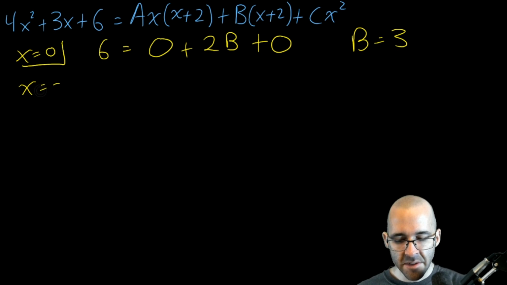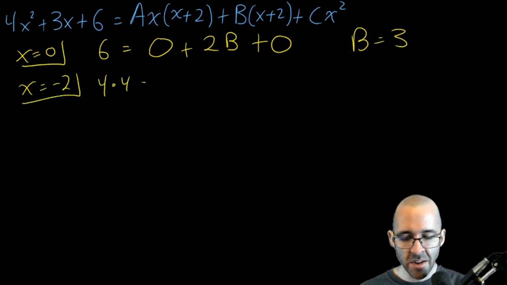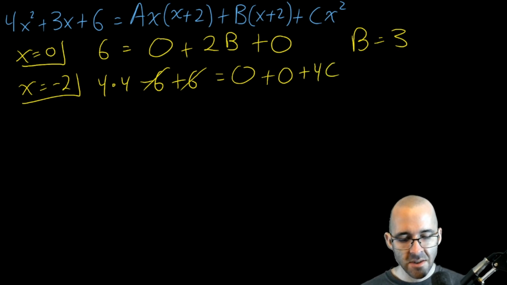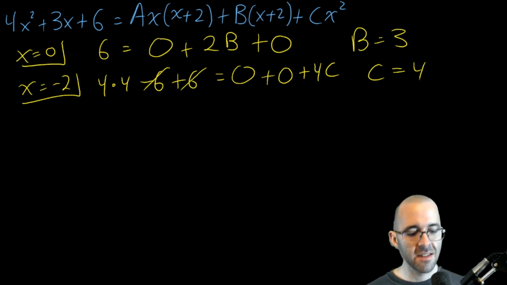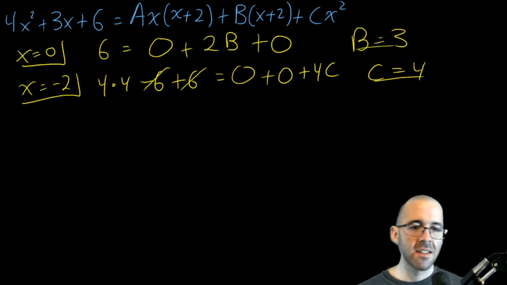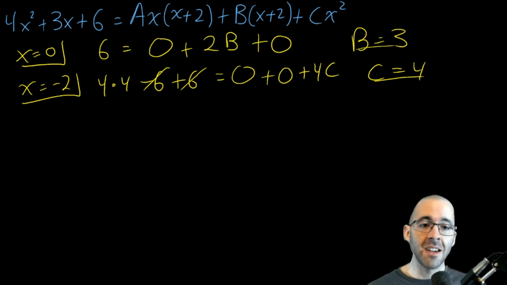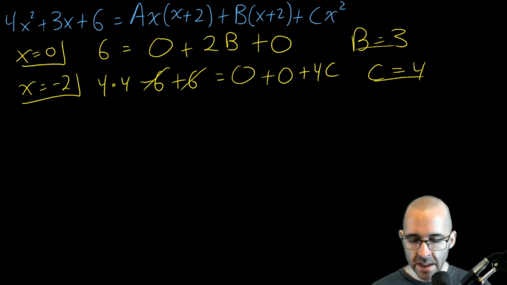If x is equal to negative 2, that takes more work. 4 times 4 minus 6 plus 6, oh, neat, equals 0 plus 0 plus 4C. We get 16 is equal to 4C, so C is 4. Nice. But there's nothing else to plug in. And that's always going to happen with strategic substitution when you have repeated factors. So we have to do it the harder way.